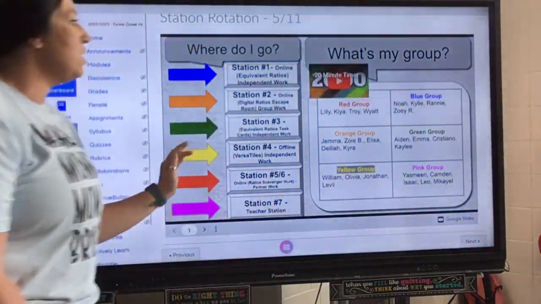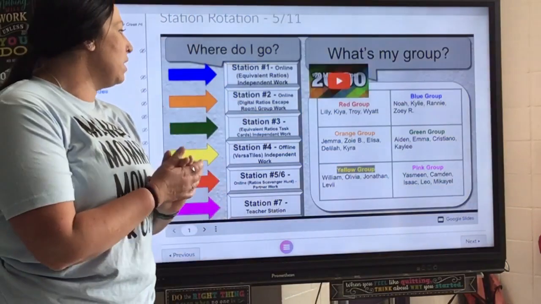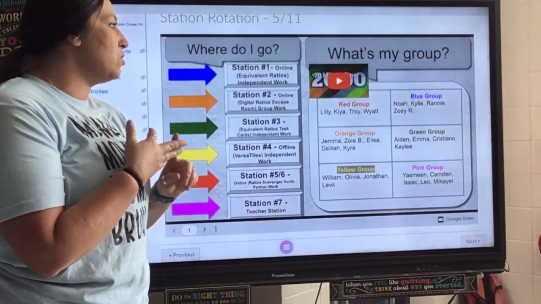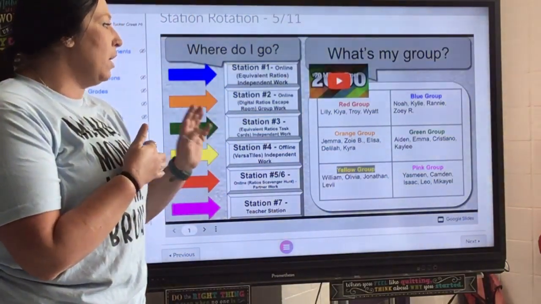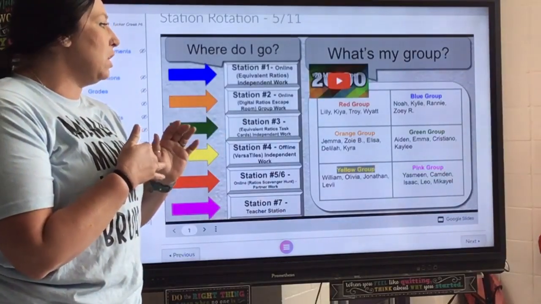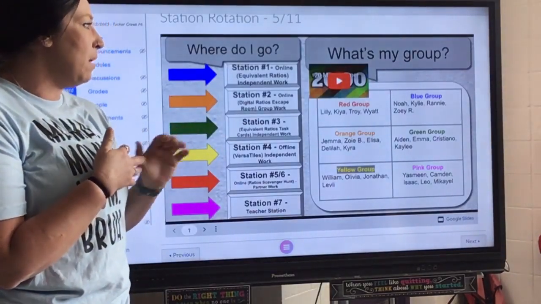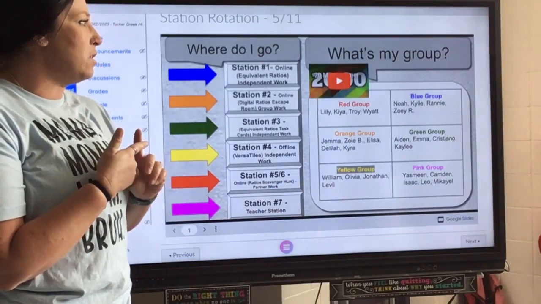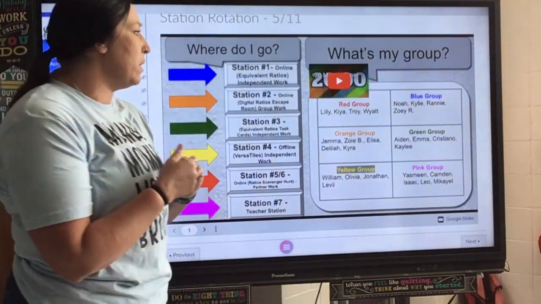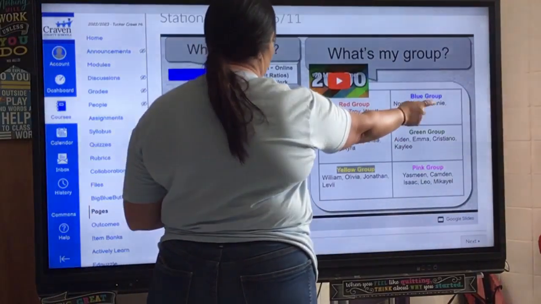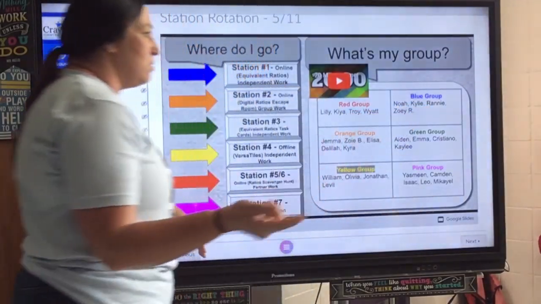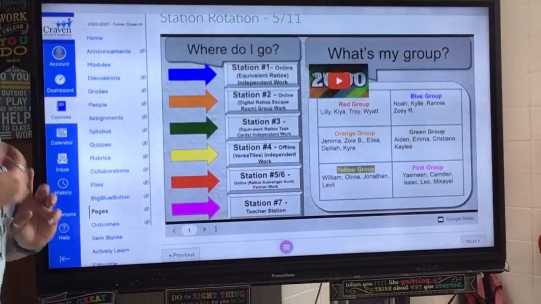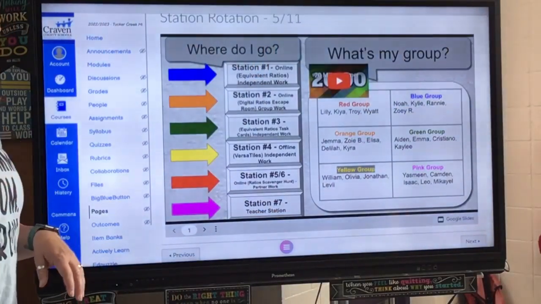Alright, so these are the different stations. So my red group is Lily, Kaya, Troy, Wyatt. My orange group is Gemma, Zoe, B, Elisa, Delilah, Kyra. My blue group is Noah, Kylie, Ronnie, Zoe, R, which Kyra, if you want to slide over to the blue group since Zoe is not here, that's fine. Aiden, Emma, Cristiano, Kaylee is my green group.